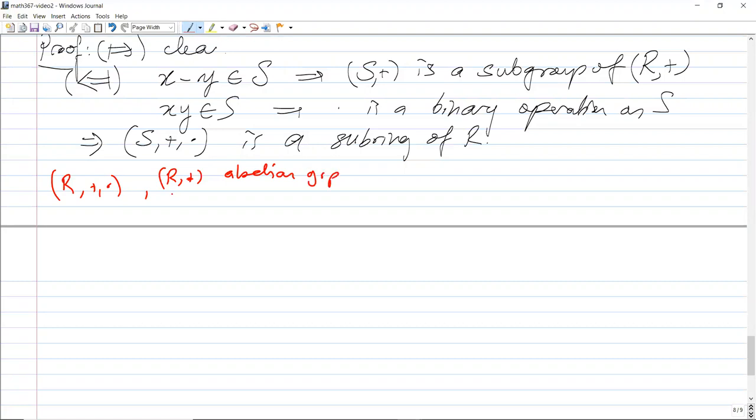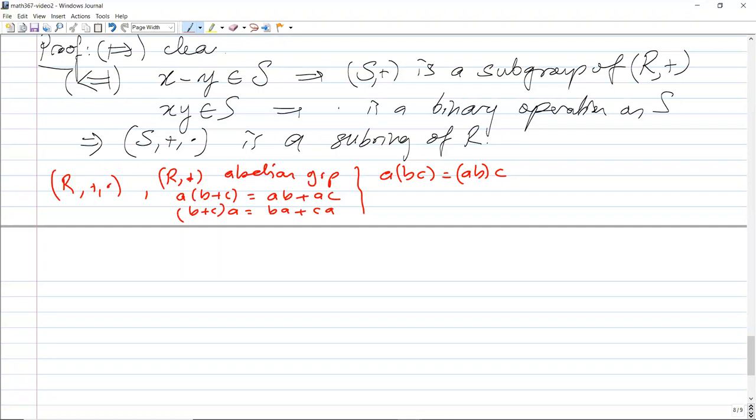Second, this binary operation, multiplication, should be distributive over addition. So AB plus AC, and also from the left-hand side, (B plus C) times A should be B times A plus C times A. If these two properties are satisfied, I hope these are the only things. Yes, and also one more thing. This multiplication is associative also: (AB)C.